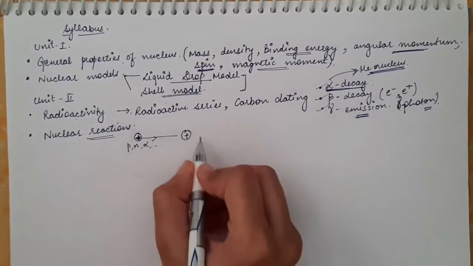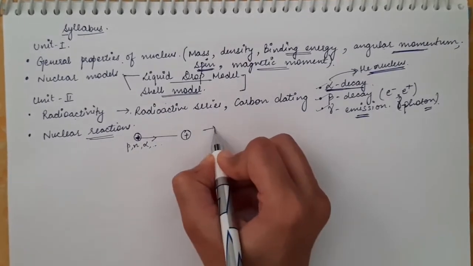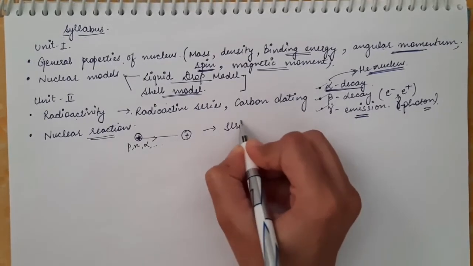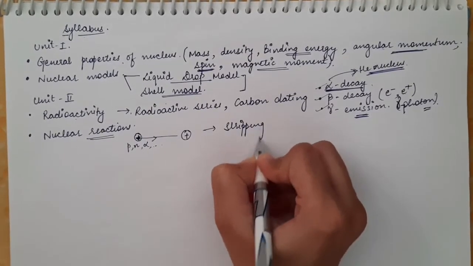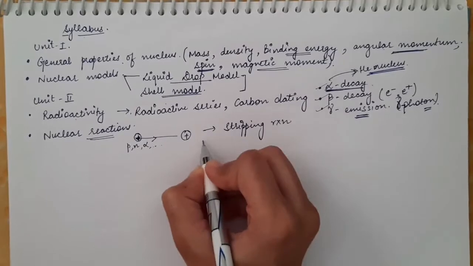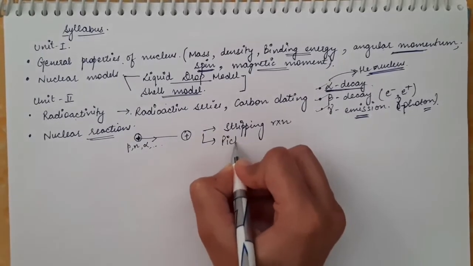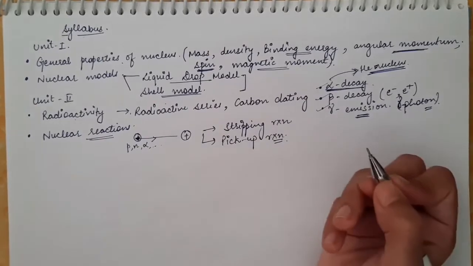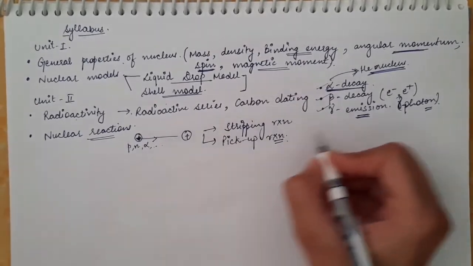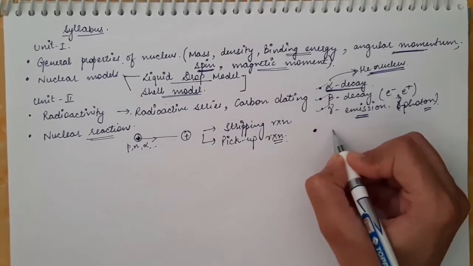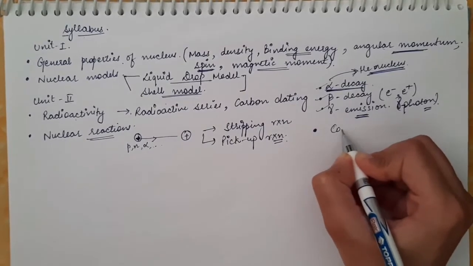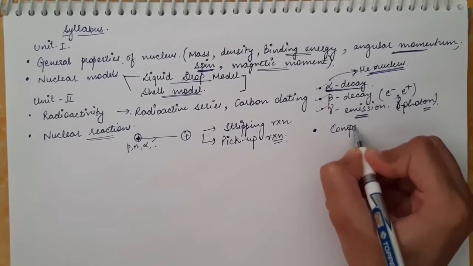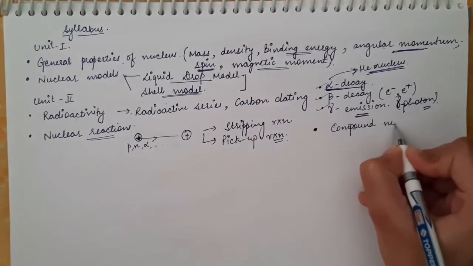There are various types of nuclear reactions like the stripping reaction, then the pickup reaction, and there are many more reactions that we will go through in this chapter. And the other term that we will encounter in this chapter is the compound nucleus.